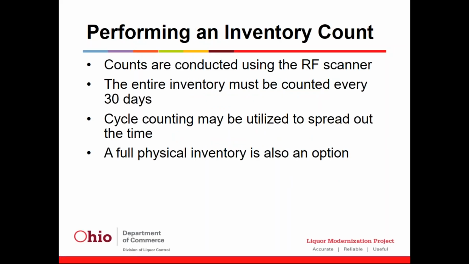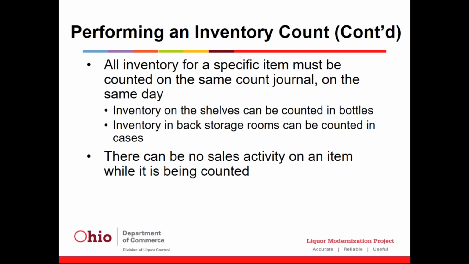So moving on, let's now talk about how you do the actual counts. Your counts are going to be done using your RF scanner. And we said your entire inventory at your agency has to be counted every 30 days or calendar month. And cycle counting is a means to spread this out over the period so you don't have to do it all at once. Although a full physical inventory is also an option. You need to make sure that all inventory for a specific item has to be counted on the same count journal on the same day.